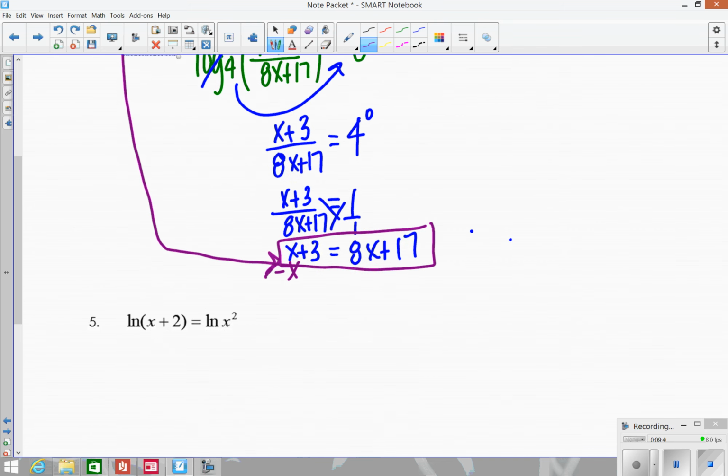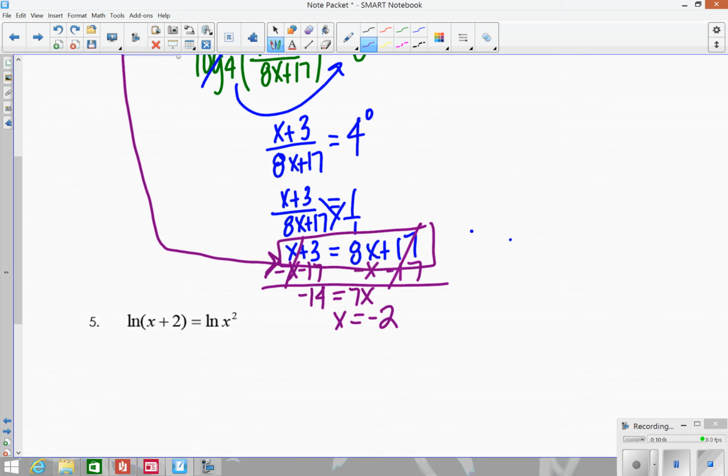So subtract x from both sides. We'll subtract 17 from both sides. So those cancel, these cancel. So we have 3 minus 17, which gives me negative 14 equals 7x. Divide both sides by 7, and we get x equals negative 2.